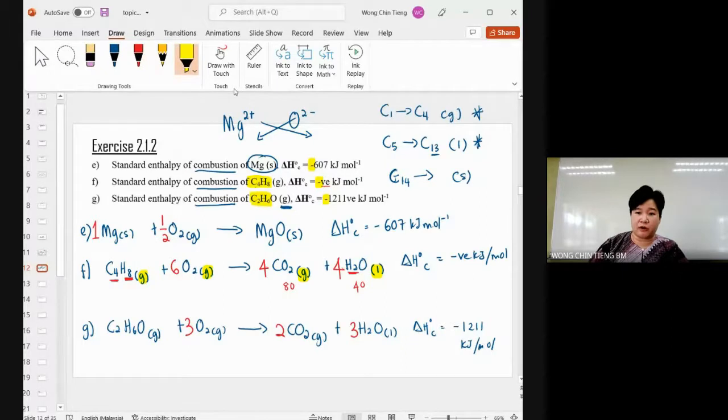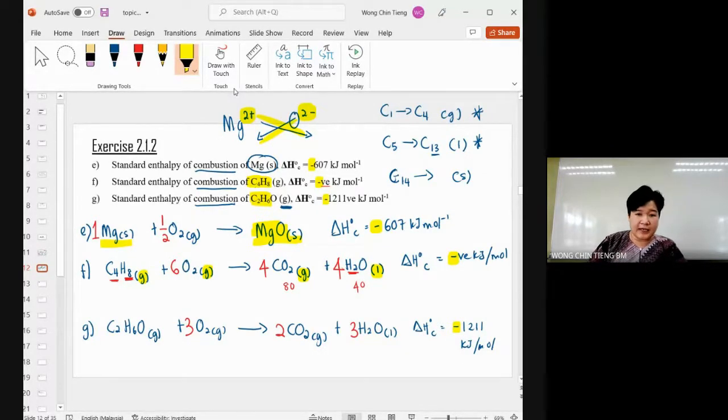Just a quick recap of your combustion. Dia mesti adalah negatif sebab dia mesti heat release. Dia tak semestinya hasilkan carbon dioxide and water. Dia boleh jadi metal oxide if you are only burning your logam. So cara nak dapat produk untuk logam oxide is looking at the charge of the oxygen. Balance it, that is your product.